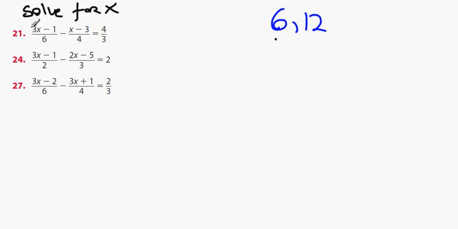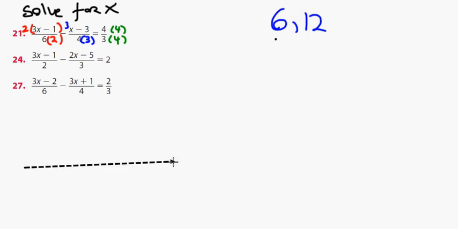Next thing, write a number beside 6 that turns into 12, the number 2. You're multiplying the first one top and bottom by 2. You're multiplying the next one top and bottom by 3. And you're multiplying the other one top and bottom by 4. That's the first part, okay?